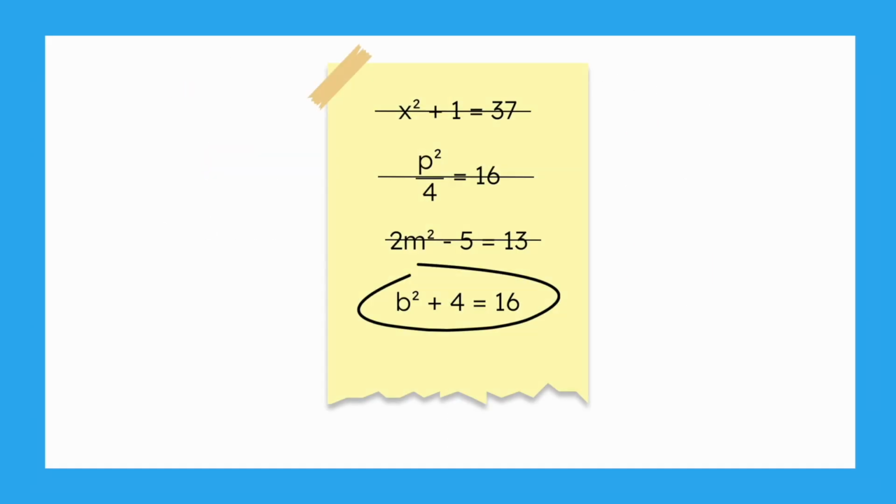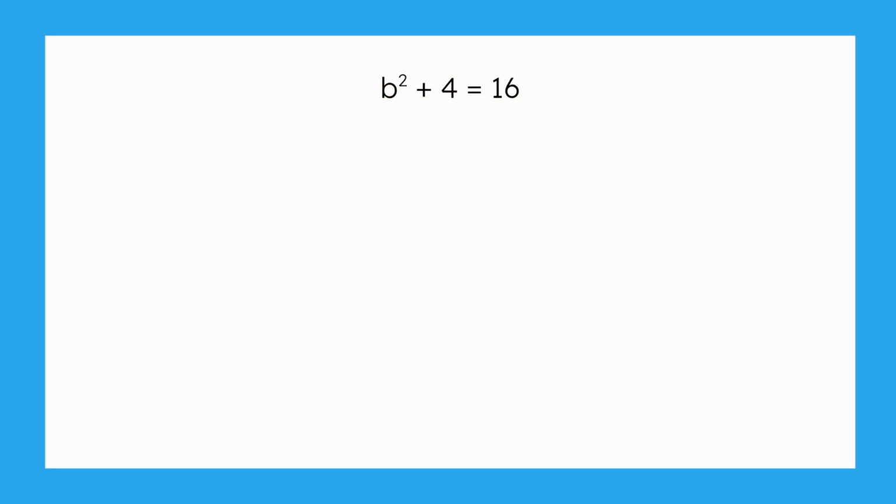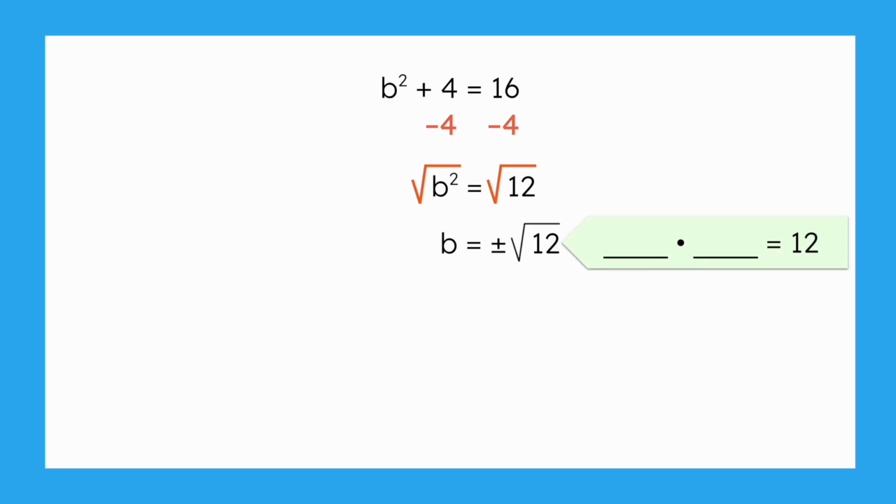We have one last equation to solve for before we can open the box. b squared plus 4 equals 16. What would you do first? Yep, let's subtract 4 from both sides. So b squared equals 12. Now we'll take the square root of both sides and get b equals the positive and negative square root of 12. What number times itself equals 12?